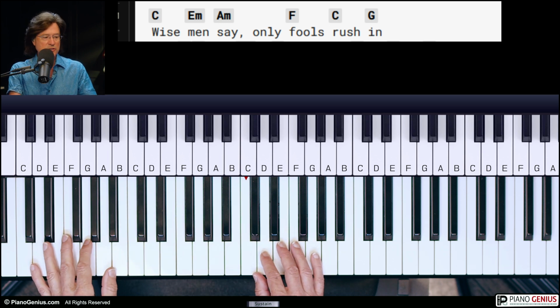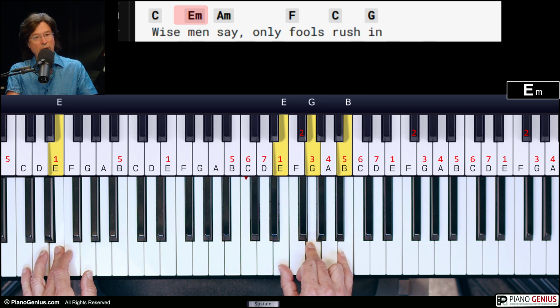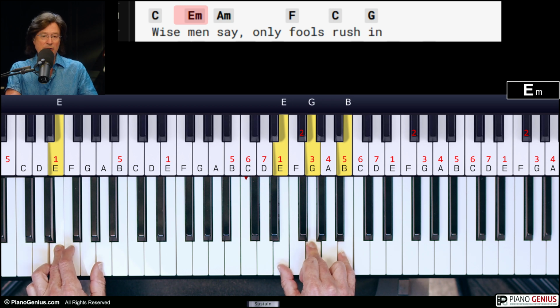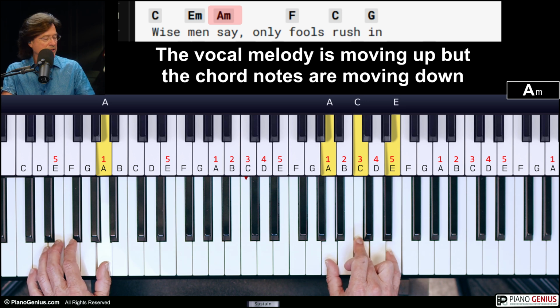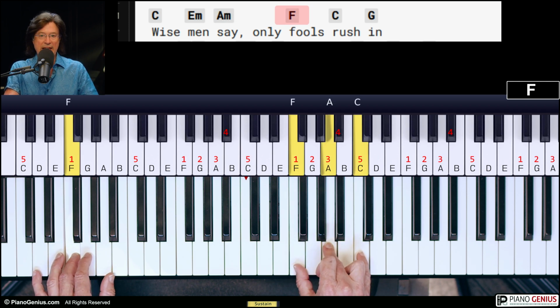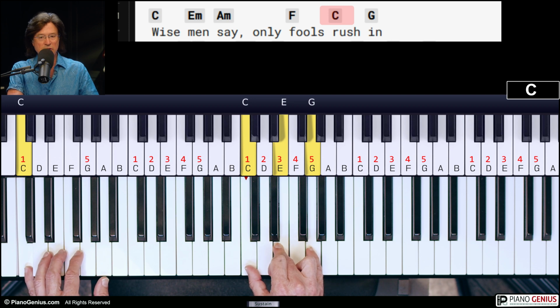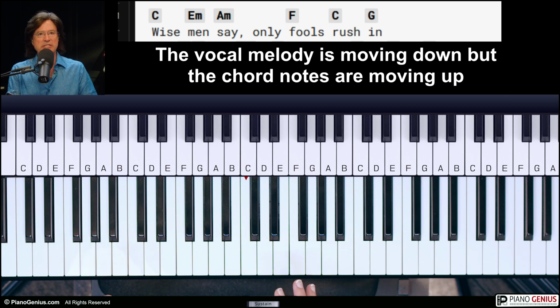So let's just see what's going on here. Wise men. For those two chords, the melody is going up with the chords. But the next one, the melody is going down, but I'm moving up. Say. So when he was trying to sing along with it, he wasn't able to really hear the melody. It just didn't feel right in association with the chord. And then only fools, the next one goes down and the chord goes down. Rush. But then in, vocally, melody goes down, but the chord's going up. In. So he just wasn't able to accompany himself and sing it. It just didn't feel right to him. So I want to address that and come up with multiple ways to get past it, okay?